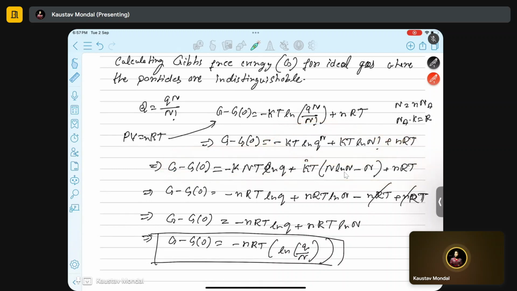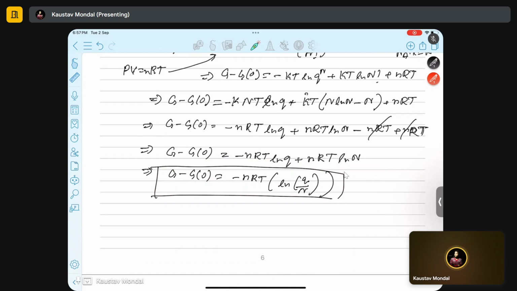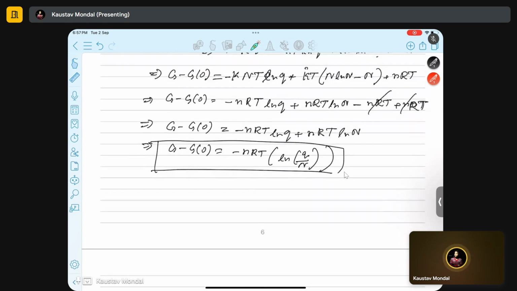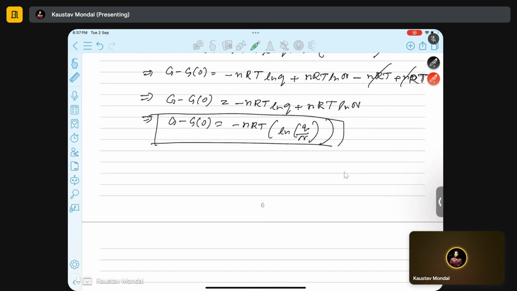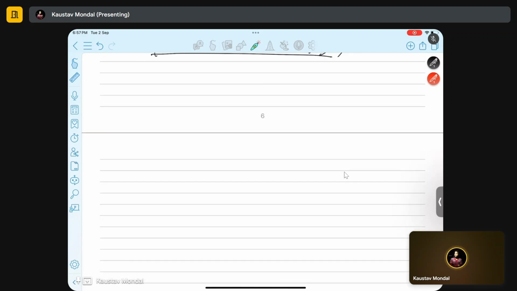Then after doing several algebraic manipulations, we get this kind of relation of Gibbs free energy in terms of the molecular partition function Q, temperature, and the number of particles. Now that we have the expression of the Gibbs free energy, we simply do some problems related to the thermodynamic potentials, mainly focused on the Gibbs free energy and the Helmholtz free energy.